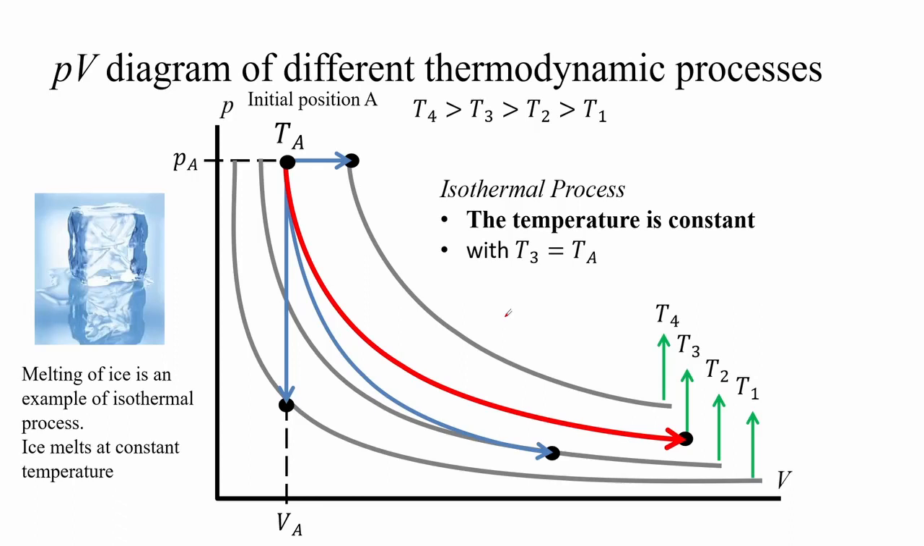Here we have the pressure volume diagram for an isothermal process. We see that as it decreases in pressure and increases in volume, the temperature remains the same at this new position. An example for this type of process is the melting of ice. The temperature T3 at this position is equal to Ta.